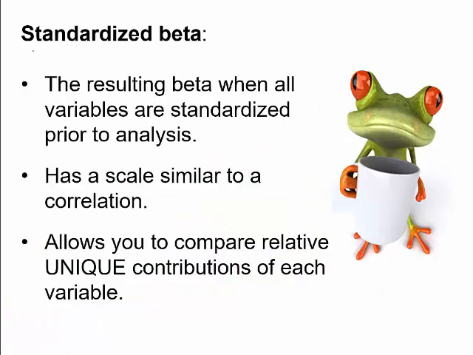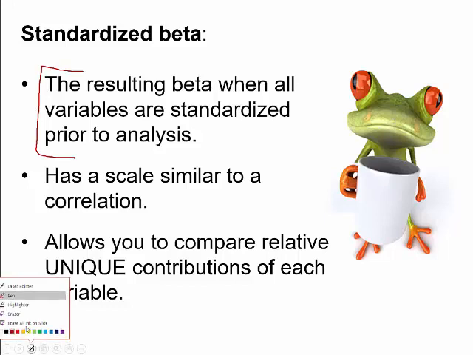So the standardized beta is the beta you get if you're doing multiple regression and you turn all your variables into z-scores prior to analysis. A standardized beta is a resulting beta when all the variables are standardized prior to analysis.